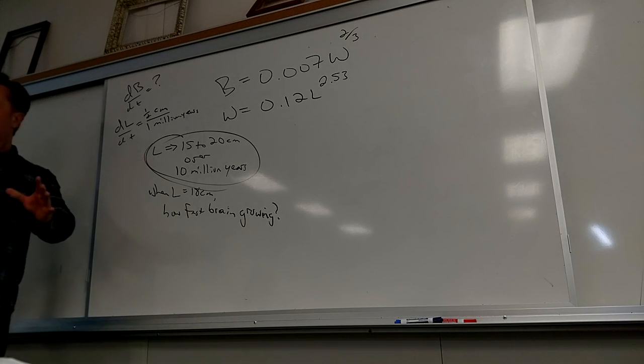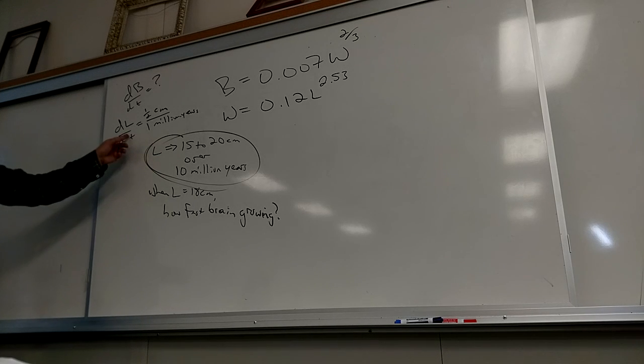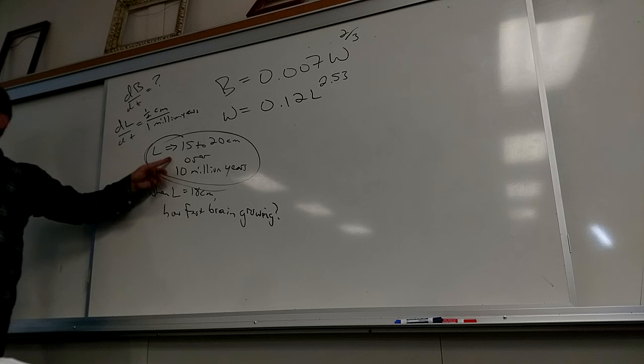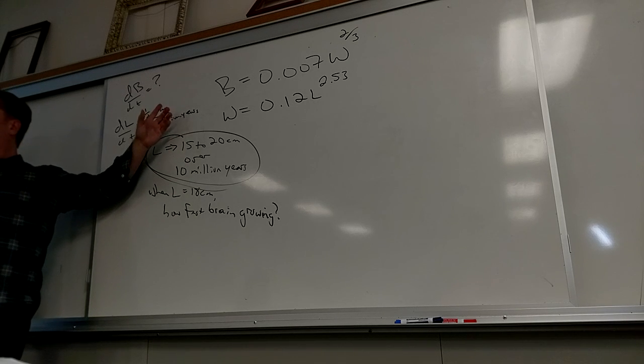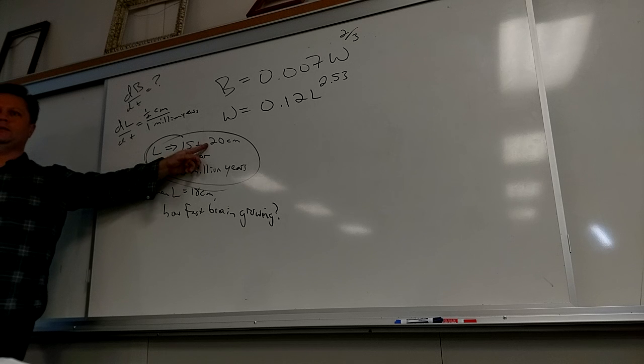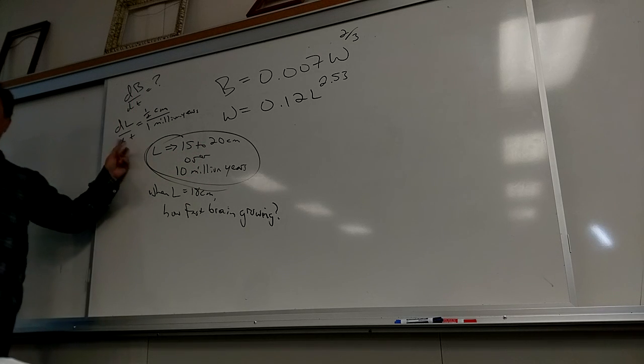Everybody with me here? So this is a very different way to give us this. They normally just tell us this. And this problem's like, I ain't doing that work for you. Here's the information, you make the ratio yourself. But it's just algebra. 5 centimeters per 10 million years. That's DL/DT.